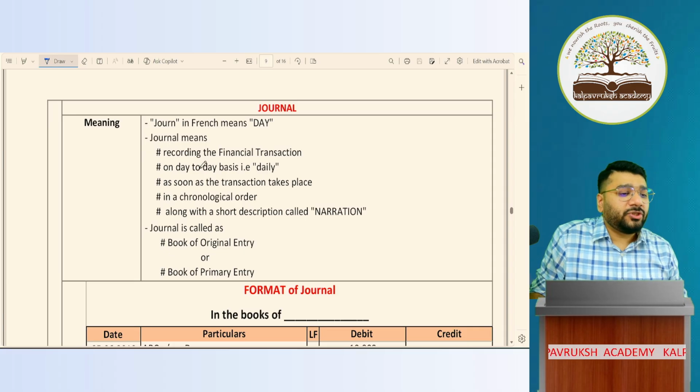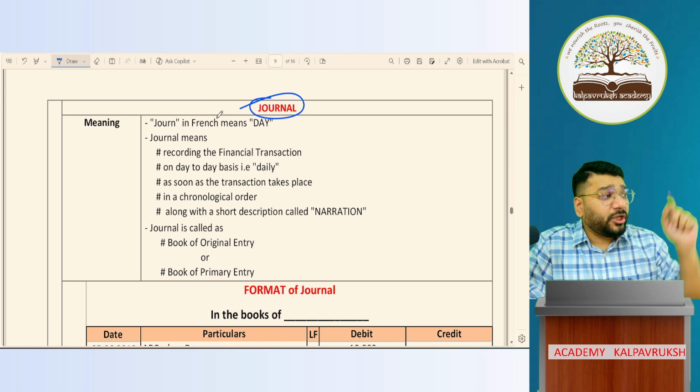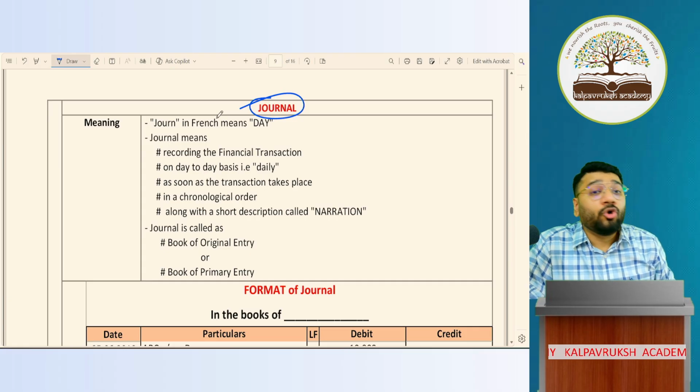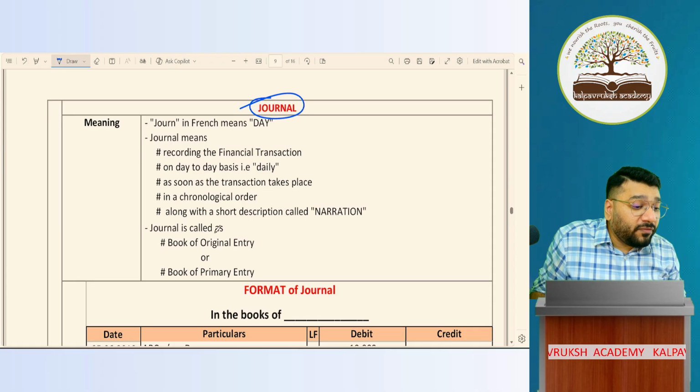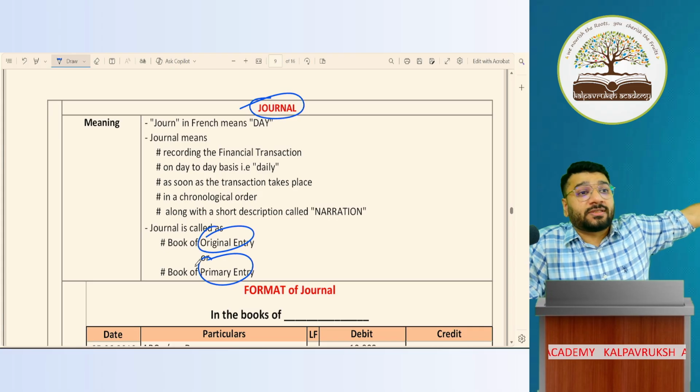Then we discussed journal. Accounting is a systematic process of identifying a business financial transaction, measuring in terms of money, recording through journal. So journal is called as book of original entry, also called as book of primary entry. Do not forget this. True and false based question this is. Got it, not got it?